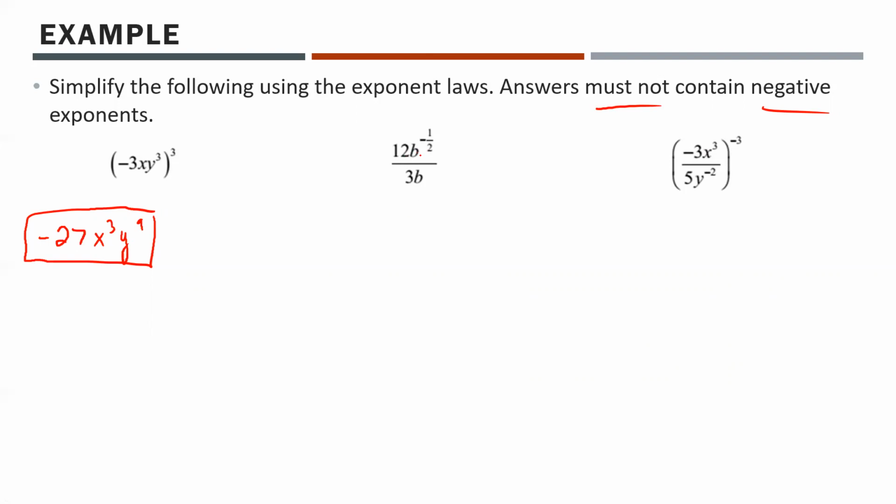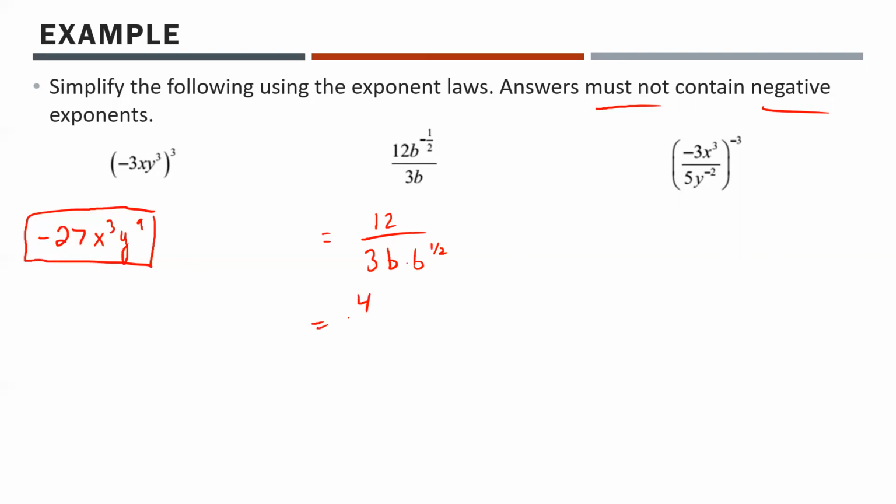All right, this next one, 12b to the power of negative 1/2 over 3b. A couple things I would do here first. Honestly, I would actually bring the negative exponent down first. There's several ways you could deal with this, but I'll say it's 12 over 3b times b to the power of 1/2. So in other words, we can just add these two exponents. 1 plus 1/2 is 3 over 2. Also, 12 divided by 3, that can just disappear.